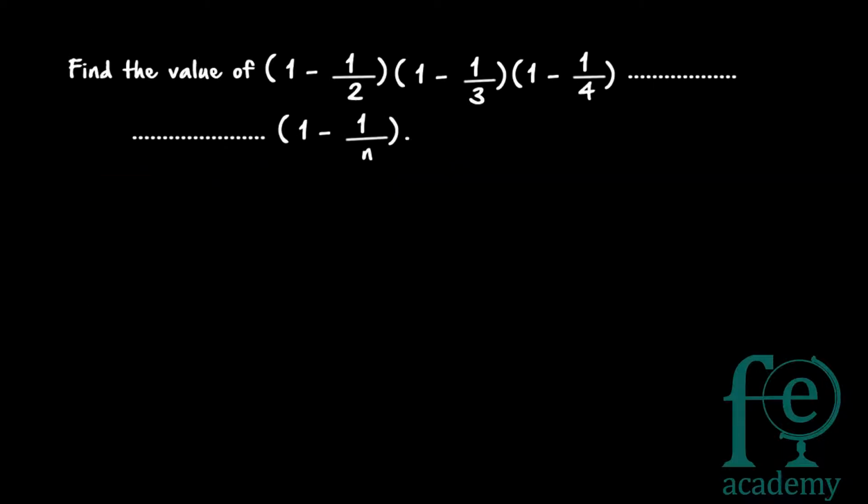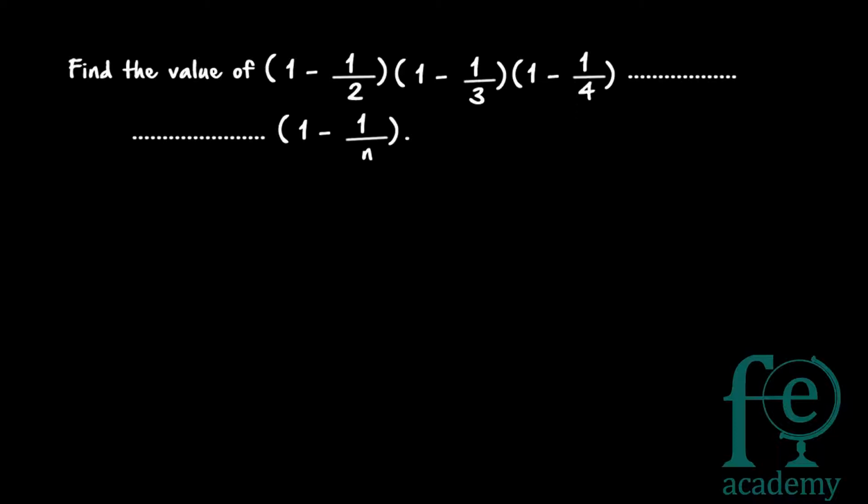Next question, find the value of (1 minus 1 by 2) into (1 minus 1 by 3) into (1 minus 1 by 4) up to (1 minus 1 by n). Here also, by seeing the question itself, you understand that only the first term and the last term will be remaining. All the other terms will be getting cancelled. 1 minus 1 by 2 is equal to 1 by 2. The next term will be 2 by 3, then 3 by 4. Likewise, it is going up to 1 minus 1 by n.